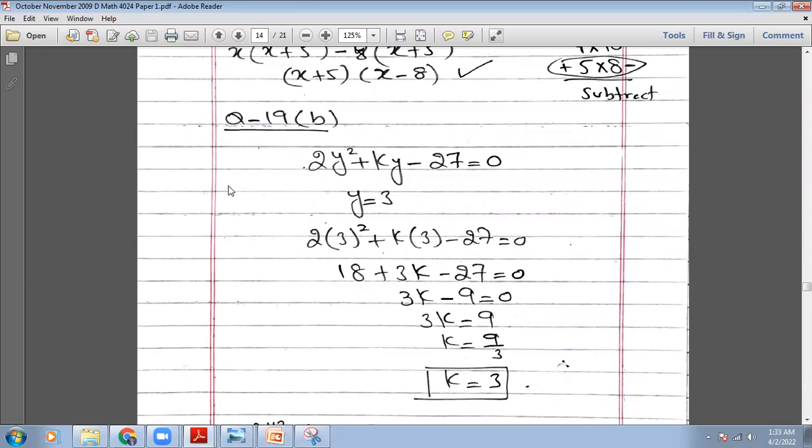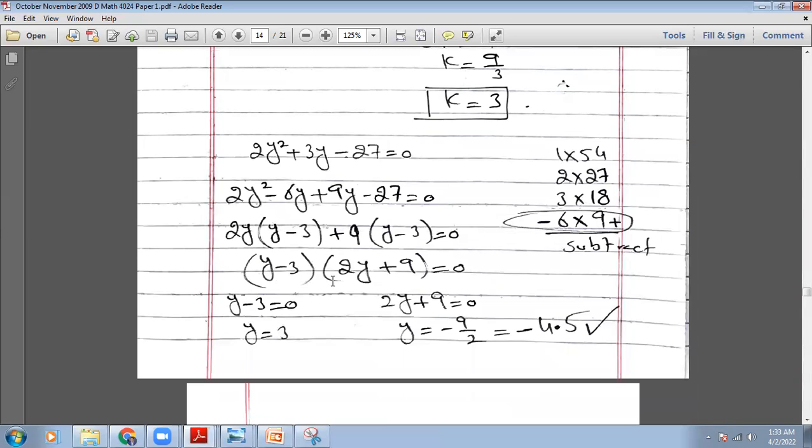So you will have 2 into 3 square plus k into 3 minus 27 equals 0. So you will have 18 plus 3k minus 27 equals 0. So 18 minus 27 gives minus 9. 3k minus 9 is equal to 0. So 3k equals 9 and k equals 9 by 3. So the k will be 3. Question number 19b. So the k value will be 3. So I will put that k value here again and I will again factorize it.